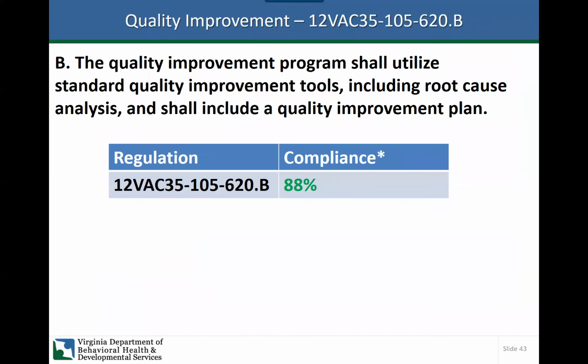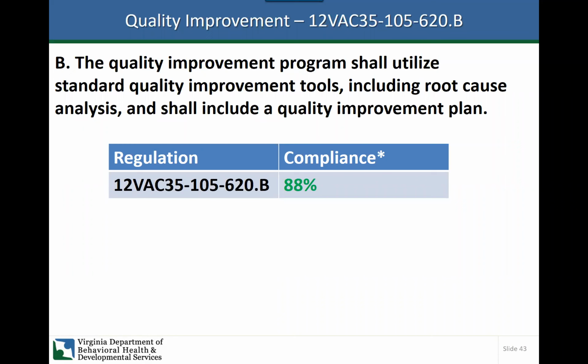So the next slide has 620B, which is that the program shall utilize standard quality improvement tools, including root cause analysis, and shall include a plan. And that was at 88%. And remember, there are lots of quality improvement tools, not just root cause analysis. So make sure you include those kinds of things like your plan, do, check, act, or your aim statement, all of those different types of quality improvement tools.